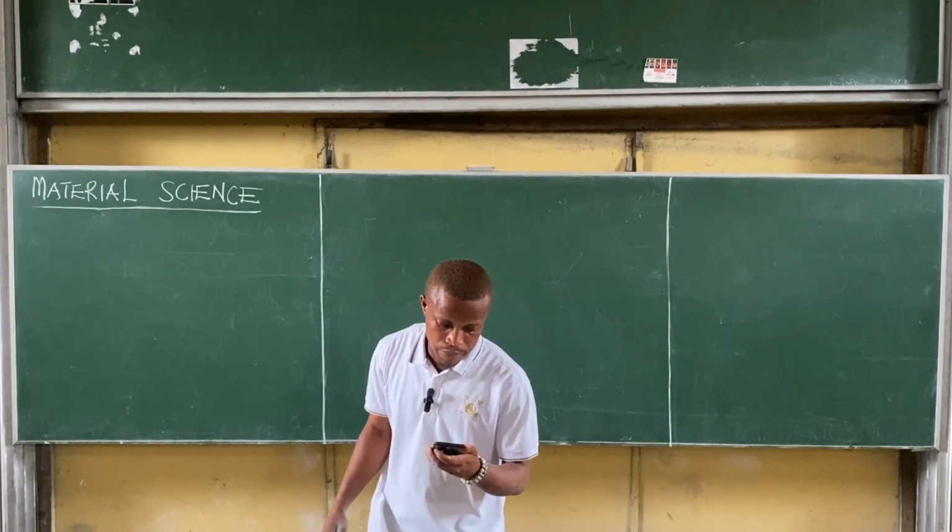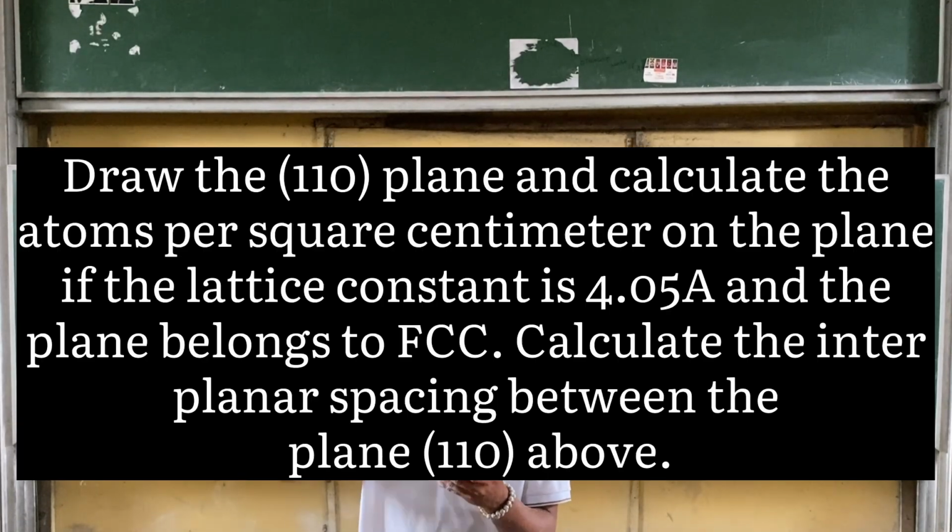Okay, let's get the B part of this question. Draw the 110 plane and calculate the atoms per square centimeter on the plane if the lattice constant is 4.05 Angstrom and the plane belongs to FCC, face-centered cubic structure. Calculate the interplanar spacing between the 110 planes above.